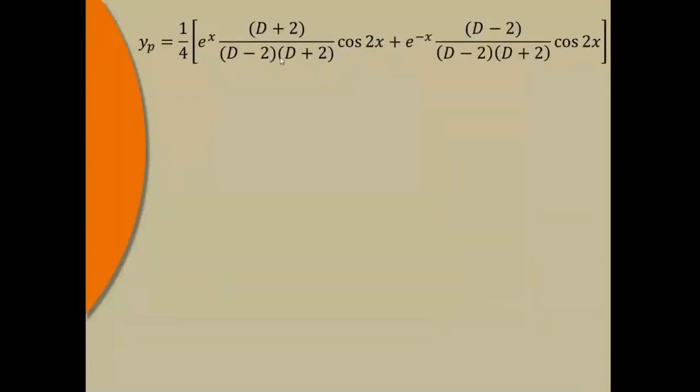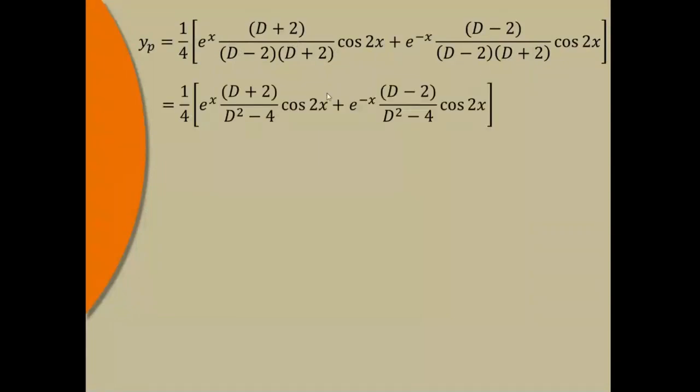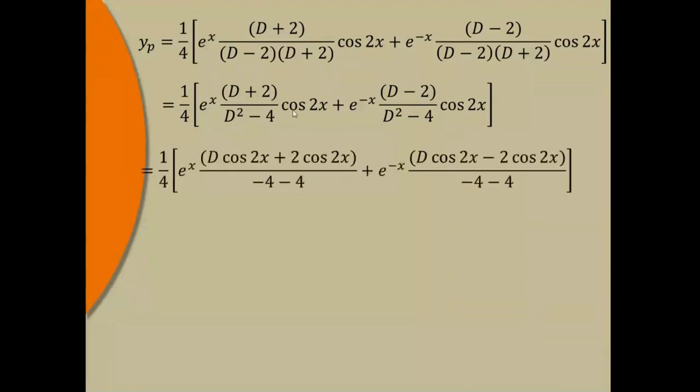Simplify it, just multiply these two brackets. So it becomes D plus 2 upon D square minus 4. The product of x minus y and x plus y is x square minus y square. Same thing over here. Now replace D square by minus a square, so it becomes minus 2 square minus 4. That is minus 4 minus 4, non-zero. Minus 2 square minus 4, non-zero. So no problem. You can do the replacement and multiply the cos term inside: D cos 2x plus 2 cos 2x, D cos 2x minus 2 cos 2x, divided by minus 2 square minus 4, minus 2 square minus 4.